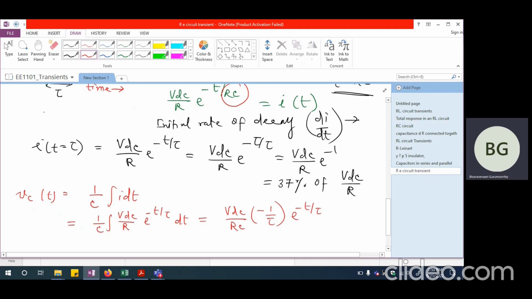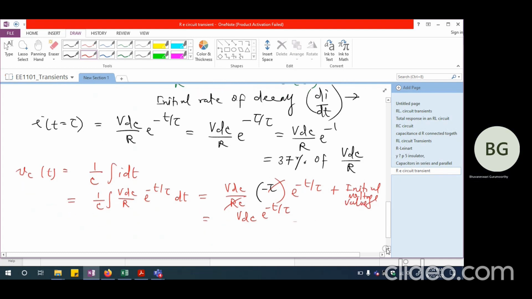Now RC is tau. So this is going to be an integral, right? So it cannot be 1 by tau, it has to be minus tau. Sorry, this has to be minus tau. So this tau and this RC will get cancelled with each other. So I'm going to have VDC multiplied by e power minus t by tau plus whatever is the initial voltage value.